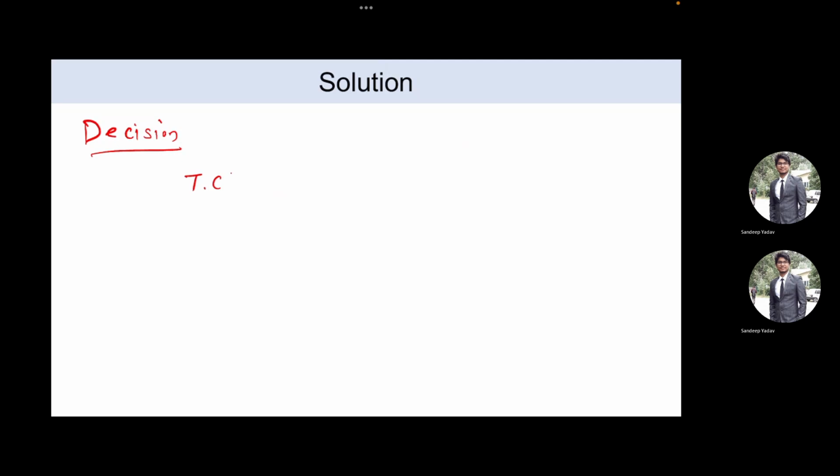The total cost of design A is higher than the total cost of design B. Design B is recommended.